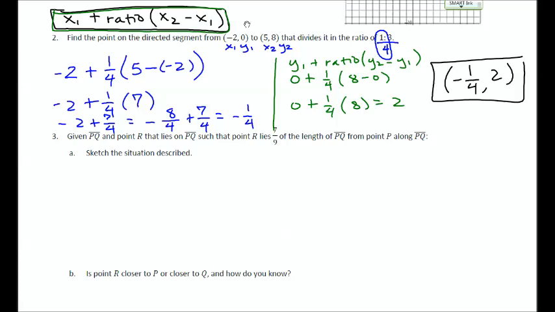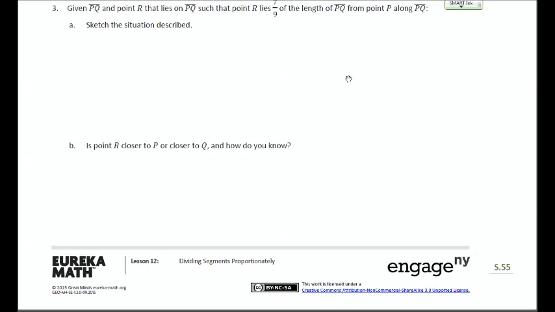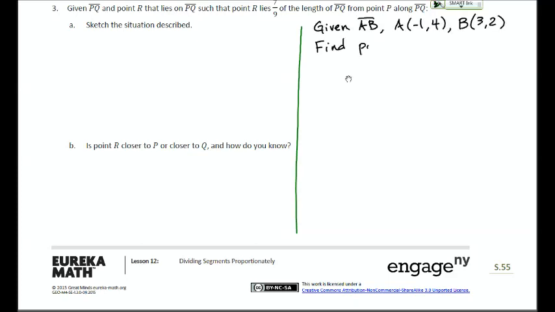All right, there's one more problem that I want to look at that's not in Engage New York, but it is on the Park assessment. And I'm going to use this space over here to do it. So jot this down in your notes. Given segment AB, where A is -1, 4, and B is 3, 2, find point C on line AB so that the ratio of AB to BC is 2 to 3.